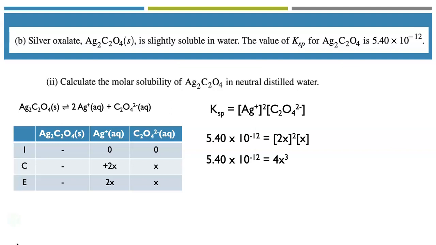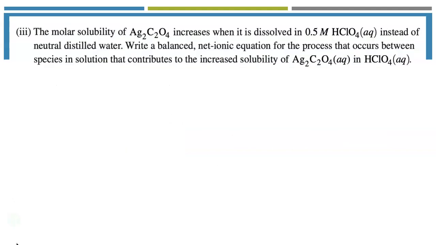And then we have to solve for x. Divide both sides by 4, take the cube root, and we get 1.11 times 10 to the minus 4th molar, which I can report to 3 sig figs. That's what we needed to do to earn the 1 point here. Make sure you show work to support your answer. Like I said, the ICE table isn't required. It just helps you.